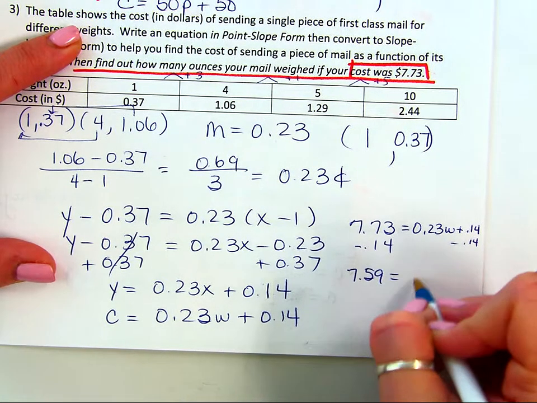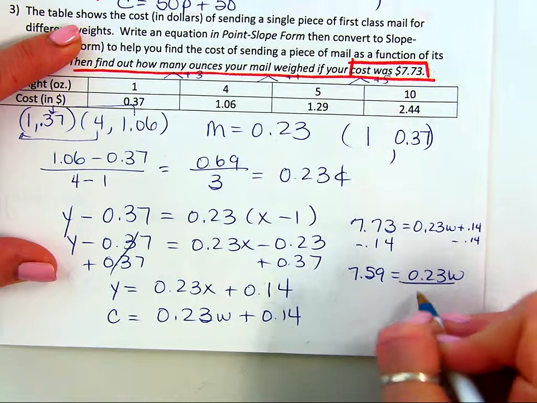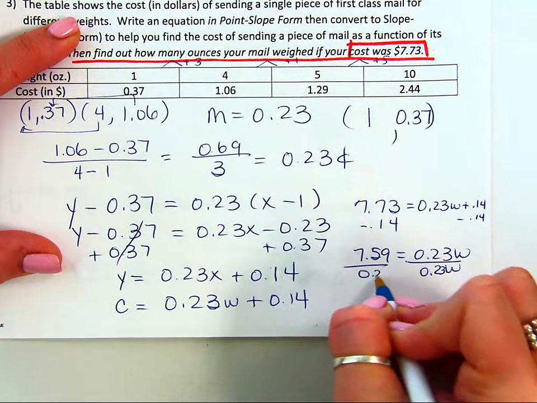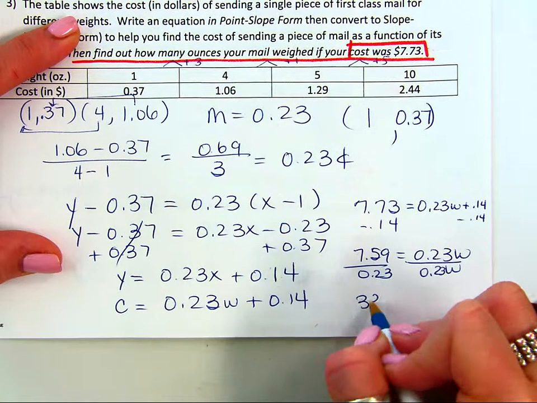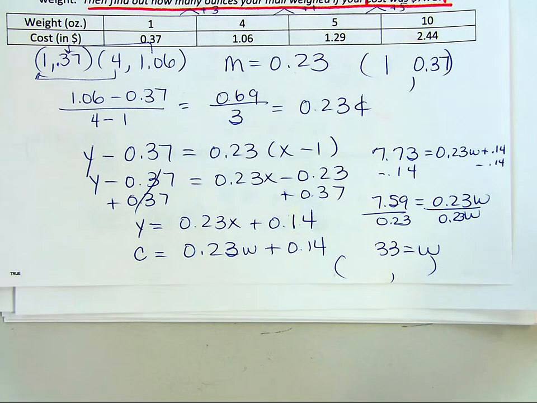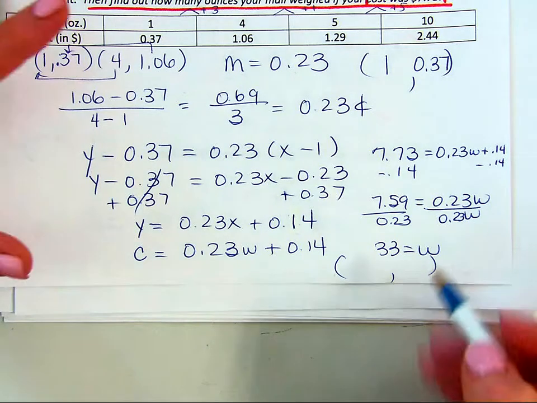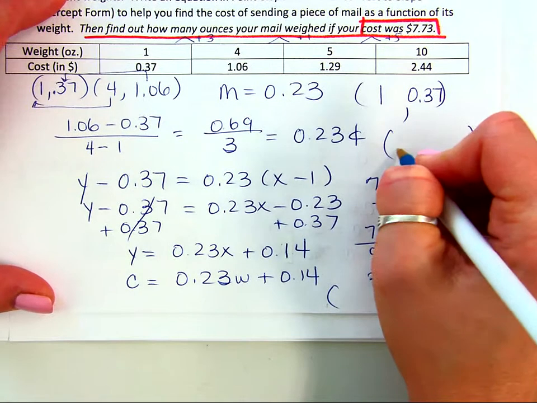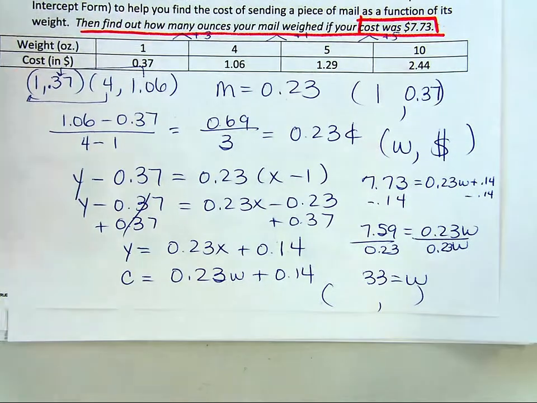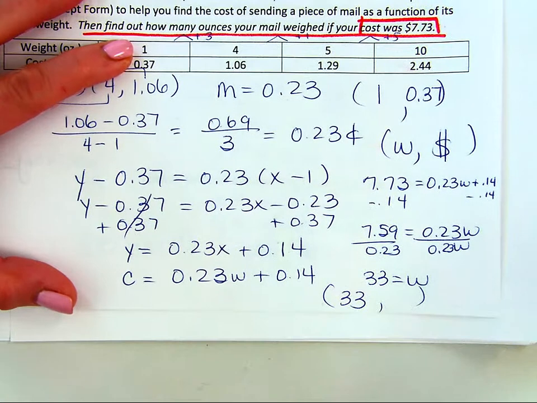So we're looking to solve for W, right? Divide by 0.23. And that's going to give me 33 equals W. Whew, all that, almost done. What the heck did I just find? What did I ask? I was asked how many ounces your mail weighs if you handed over $7.73. Oh, so you know what might help me? My W is my X for weight, and my cost is always my Y. So for 33 ounces, it costs that.